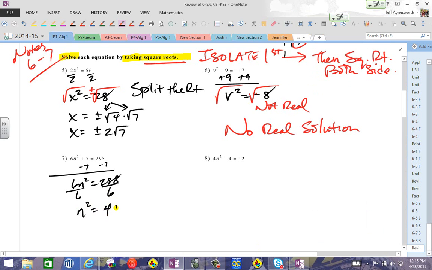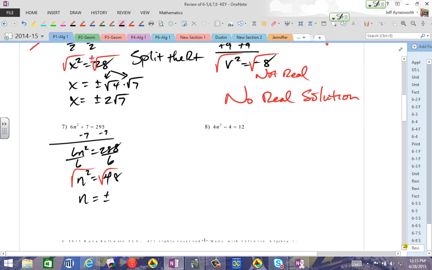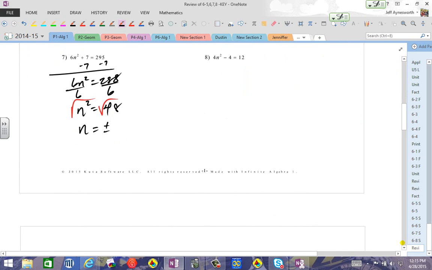Then you got a square root, like all the previous ones. As soon as you isolate the square, you got to root it. And you get n is equal to the square root of 48, which needs to be split. So you could, and we need the factor pairs of 48. So let's do that. Let's divide by 2 to get 24, divide by 2 to get 12, divide by 2 to get 6, divide by 2 to get 3, divide by 3 to get 1.